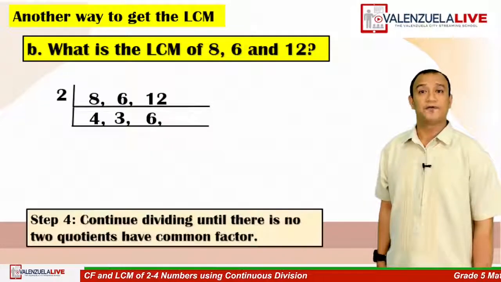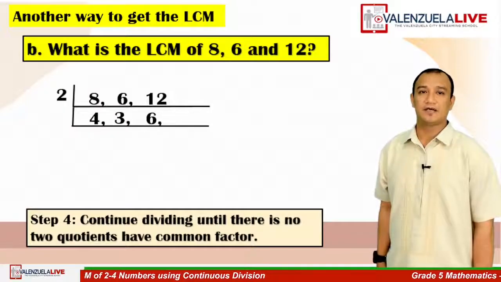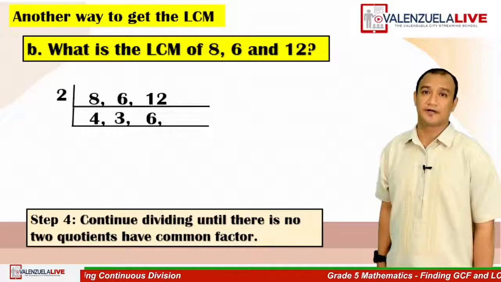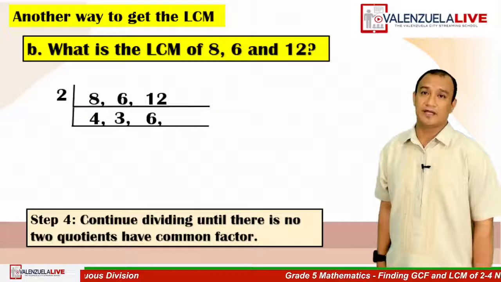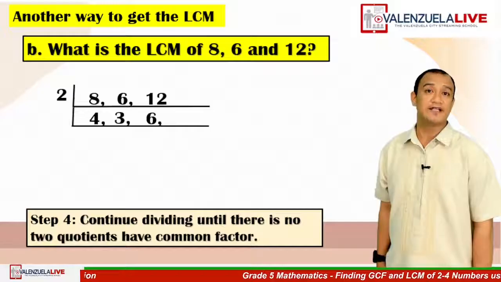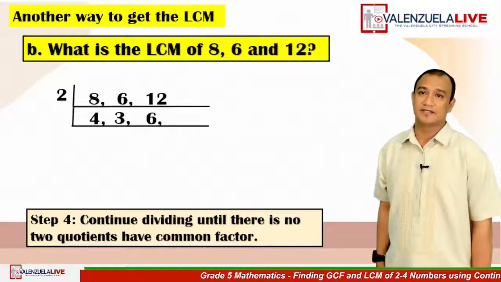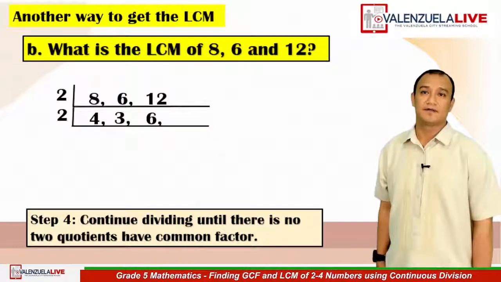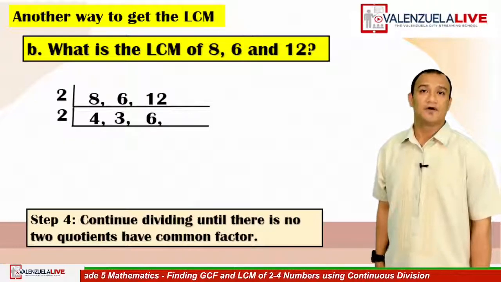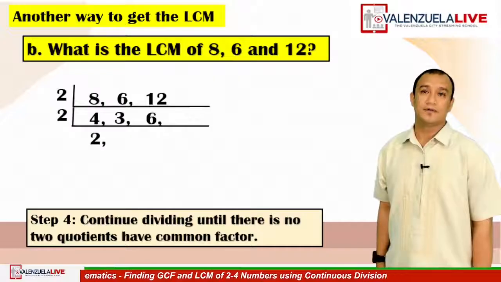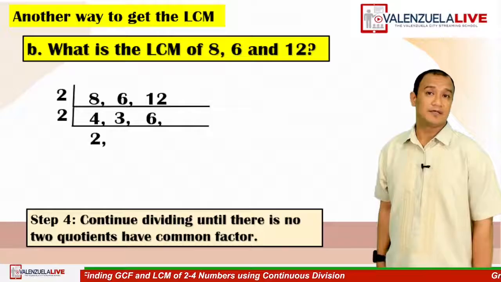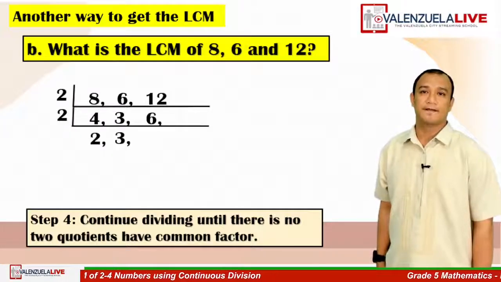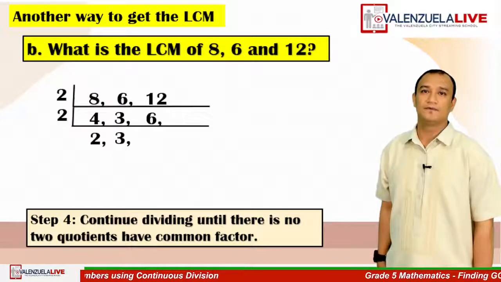For our step 4, continue dividing until no two quotients have a common factor. So since 4 and 6 have a common factor, let's continue. Let's have 2 as our prime divisor. And then, let's divide. 4 divided by 2 is 2. And then, just bring down 3 because 3 is not divisible by 2. And then 6 divided by 2 is 3.